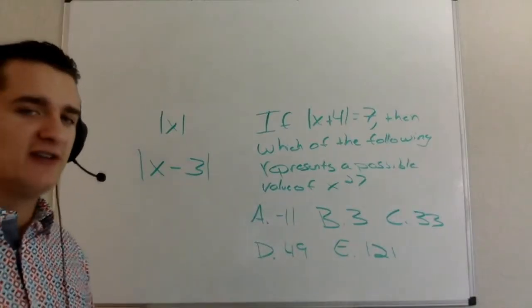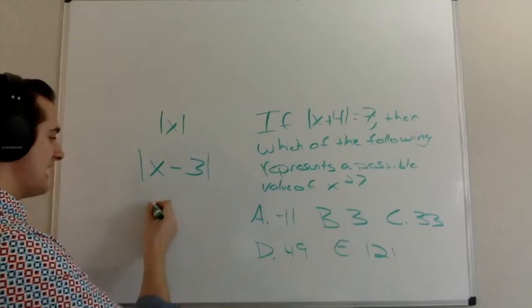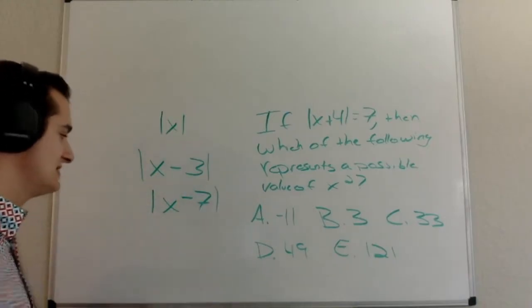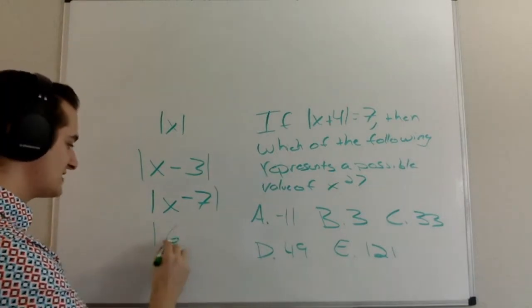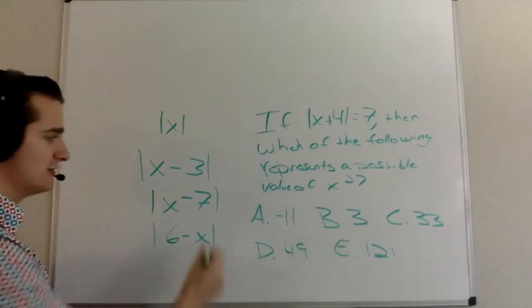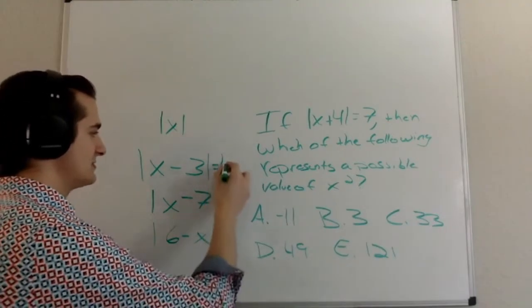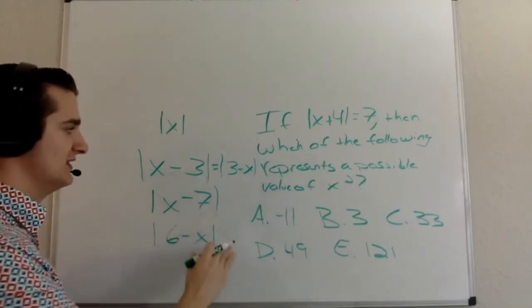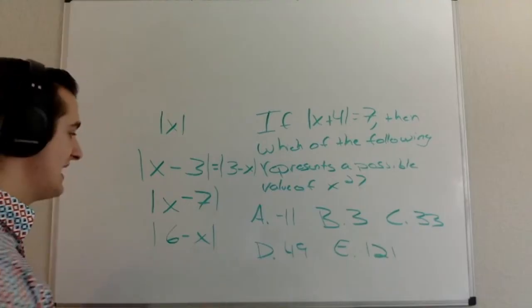So the absolute value of x minus 3 is going to tell me the distance between x and 3. If I said the absolute value of x minus 7, that's going to tell me the distance between x and 7. If I were to change things up a little bit and say the absolute value of 6 minus x, that's going to tell me the distance between 6 and x. And that's actually why the absolute value of x minus 3 is equal to the absolute value of 3 minus x, because the distance between x and 3 is equal to the distance between 3 and x.